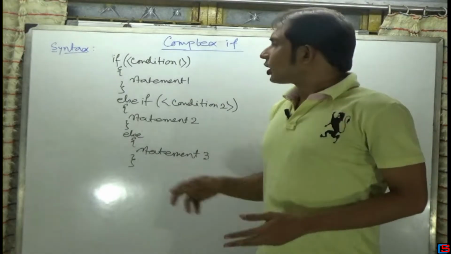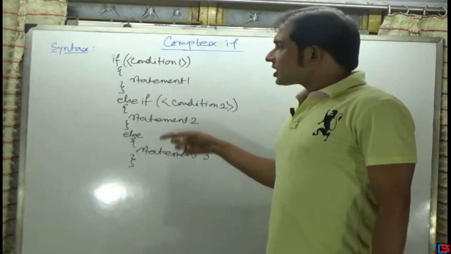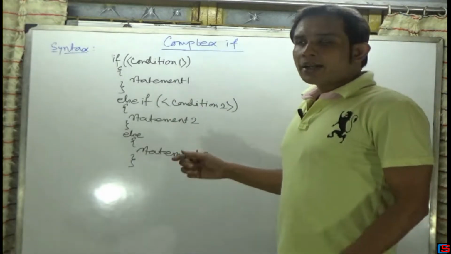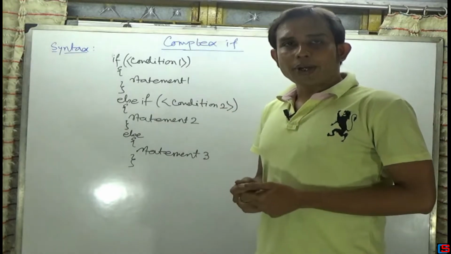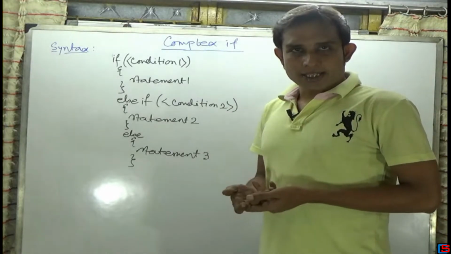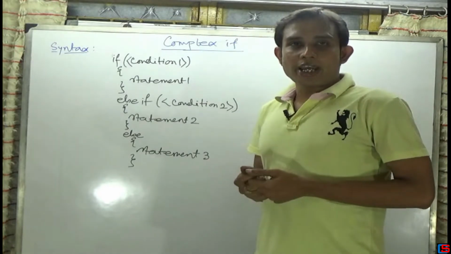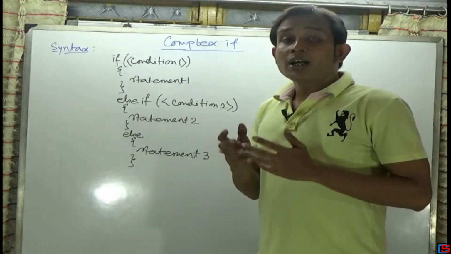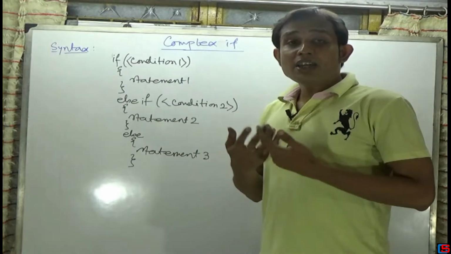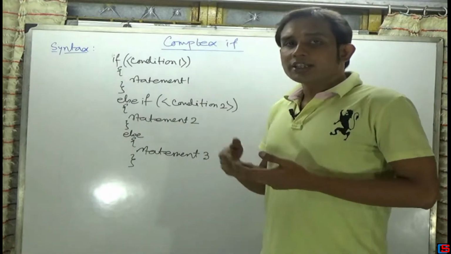Now I come to the point of the complex if statement. So this is the syntax of the complex if statement. Complex if statement is basically needed whenever we are going to check more than two conditions. If we wish to check only two conditions, then we always use the compound if statement. But if we are going to check more than two conditions, then we need the complex if statement.